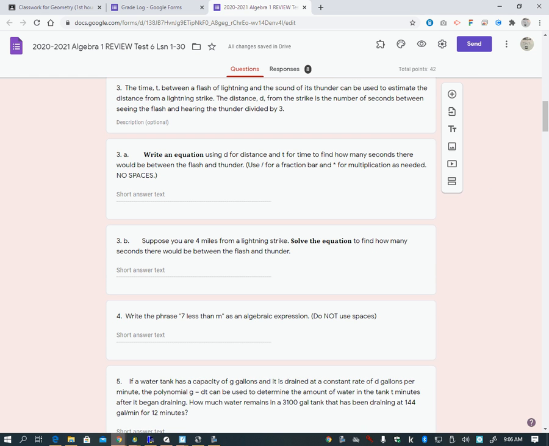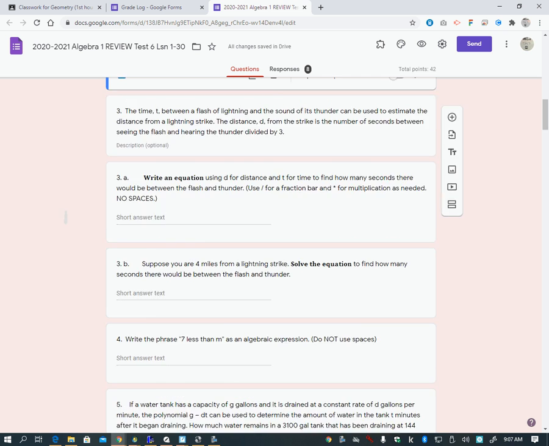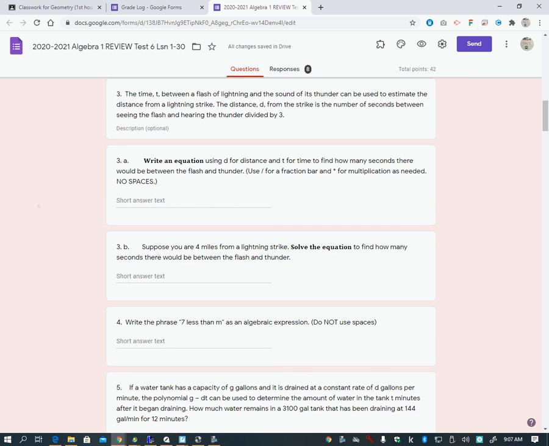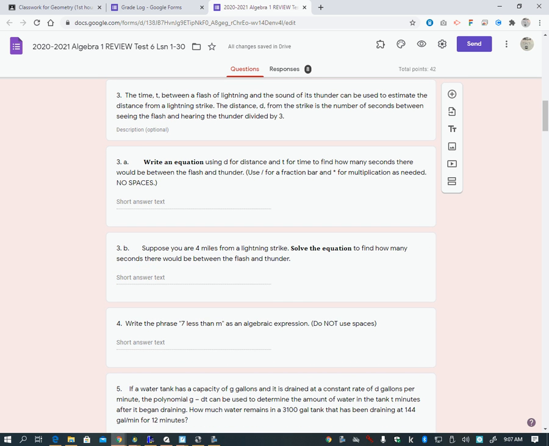All right, so this question was a little tricky. I think I was working with Alex on this one yesterday. The time between a flash of lightning and the sound of its thunder can be used to estimate the distance from a lightning strike. So we're going to come down to 3a from this. The distance d from the strike is the number of seconds between seeing the flash and hearing the thunder divided by 3.